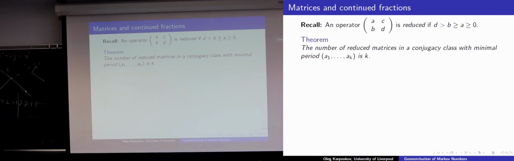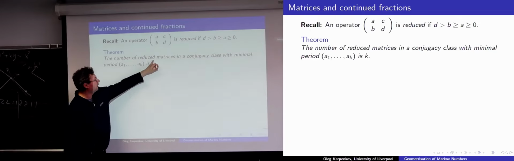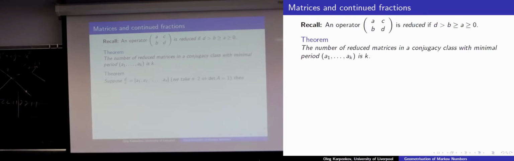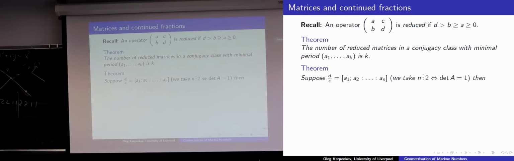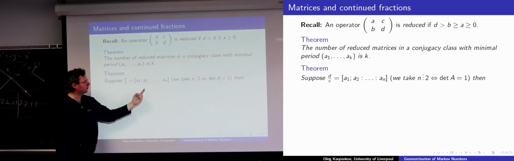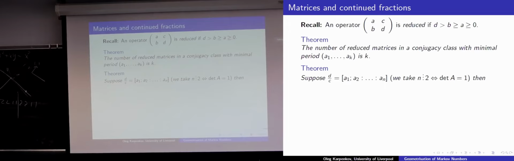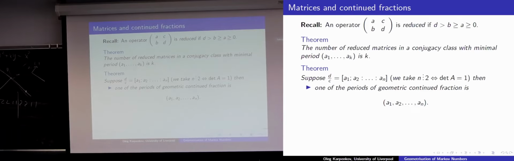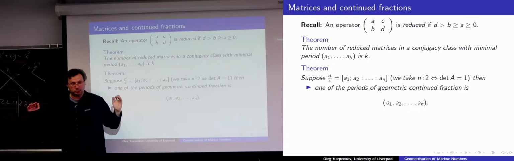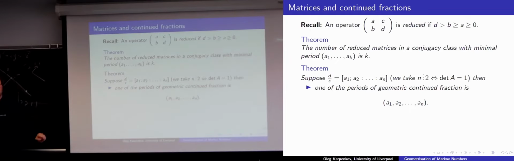Great. So the number of reduced matrices in the conjugacy class is not as in the standard Euclidean case of reduced matrices, where you have just one. If your period is K, the minimal one is K, then you have K different reduced matrices. And for a reduced operator like that, you can immediately write down, first of all, d over c as a continued fraction. You should take n divisible by 2 here, in case the determinant is 1. If the determinant is not 1, I would like to skip it for now. Then precisely this sequence, a1, a2, ..., an, would be the period of the corresponding defining long sequence. So this is LLS.